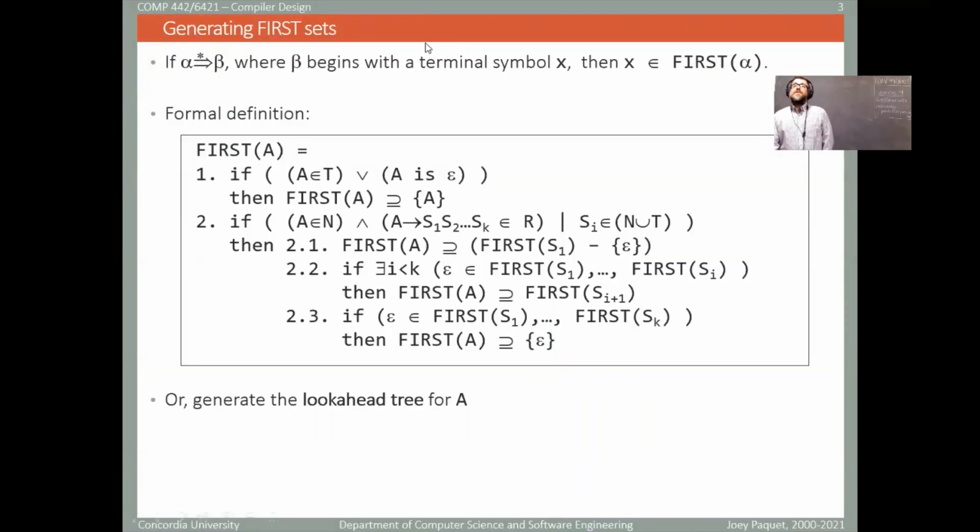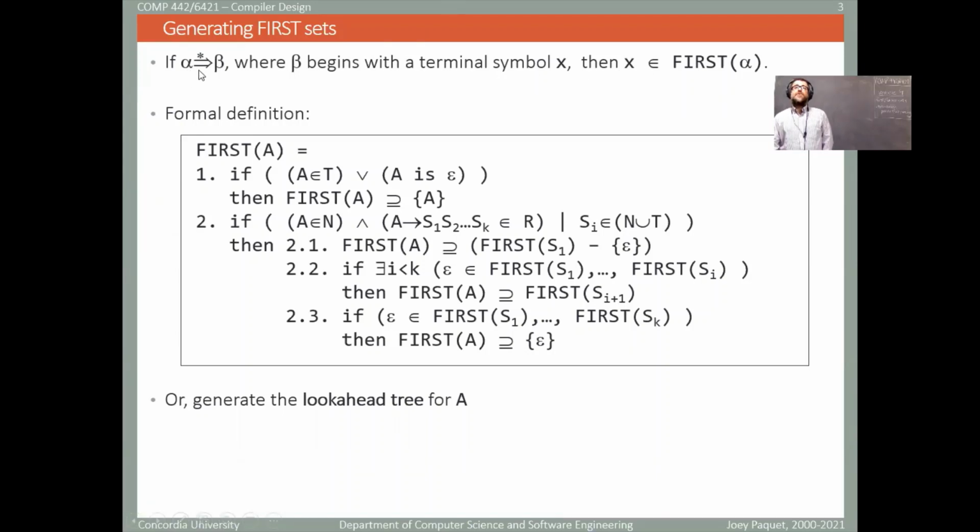So what is a first set? The first set is essentially this: when you have a derivation step, or a series of derivation steps, that transform a sentential form alpha into another sentential form beta in many steps, if beta starts with the terminal symbol x, then x is in the first of alpha.